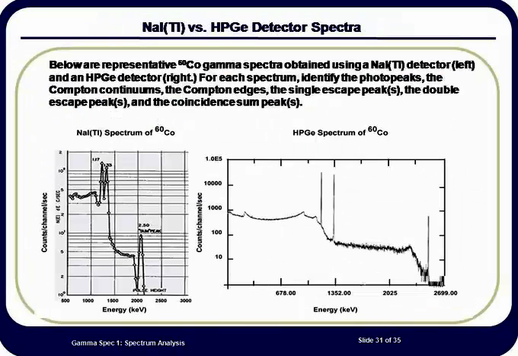Shown on this slide are two spectra of cobalt-60. The one on the left used a sodium iodide detector, and the one on the right a high-purity germanium detector. The left spectrum has the 1173 and 1332 keV peaks for cobalt separated at the baseline by one channel. The full width half maximum of these peaks is about 80 keV.